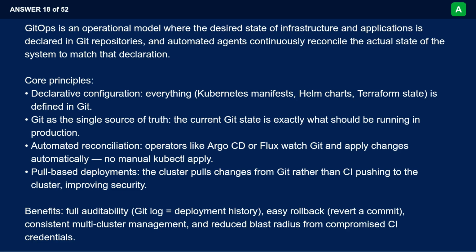Pull-based deployments. The cluster pulls changes from Git rather than CI pushing to the cluster, improving security. Benefits: full auditability, Git log equals deployment history. Easy rollback, revert a commit. Consistent multi-cluster management and reduced blast radius from compromised CI credentials.